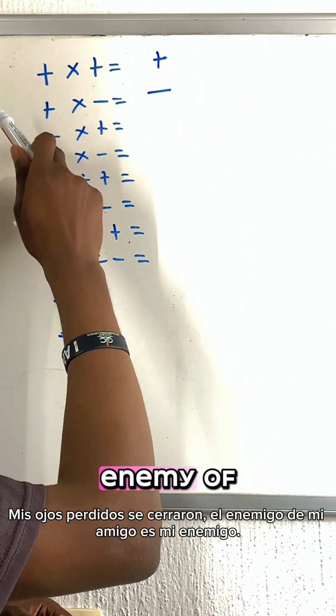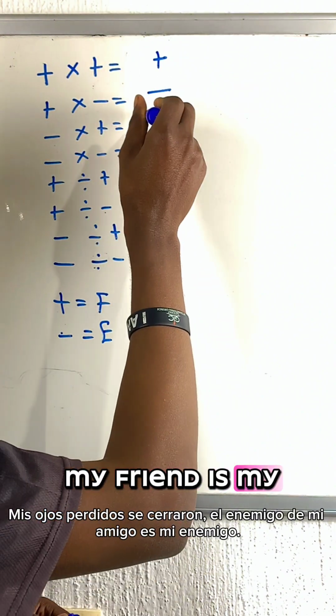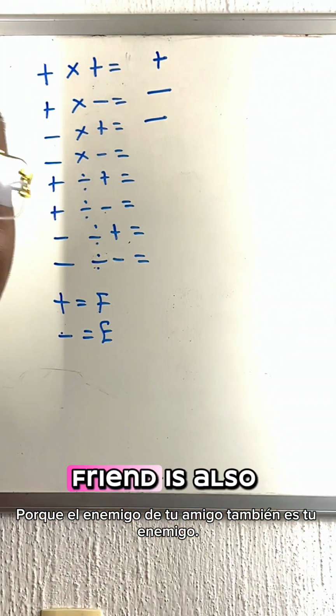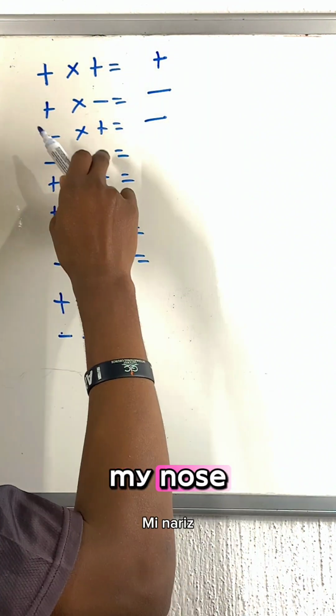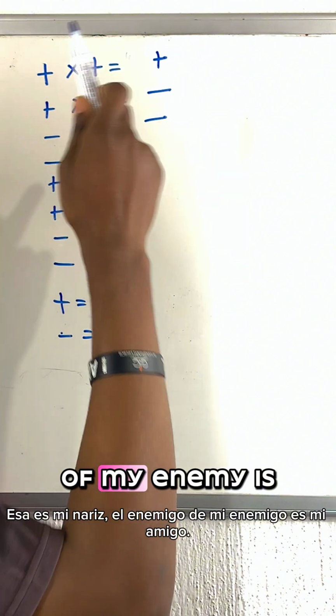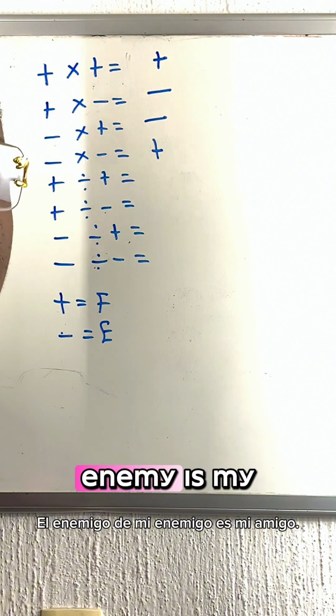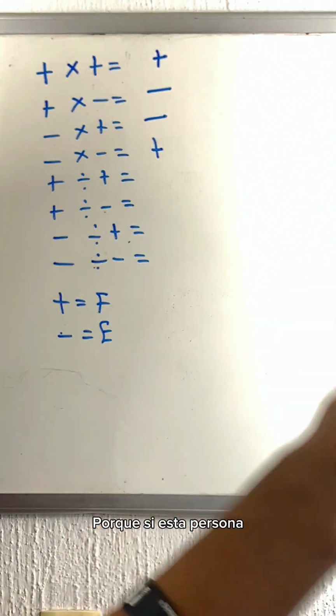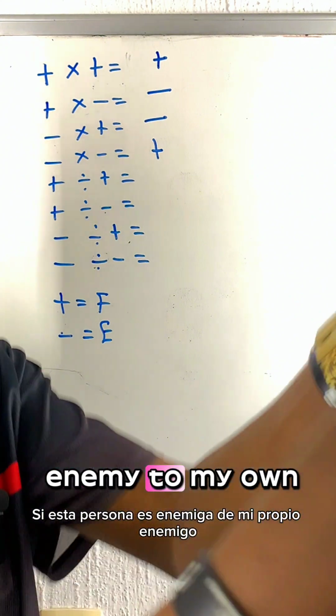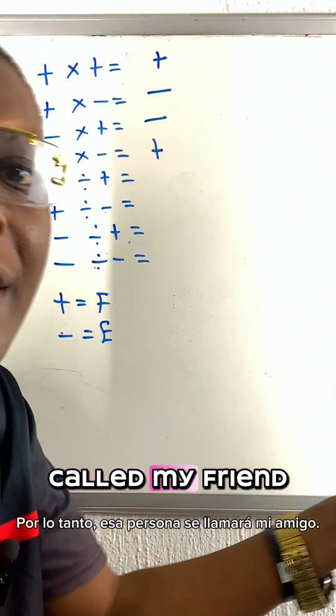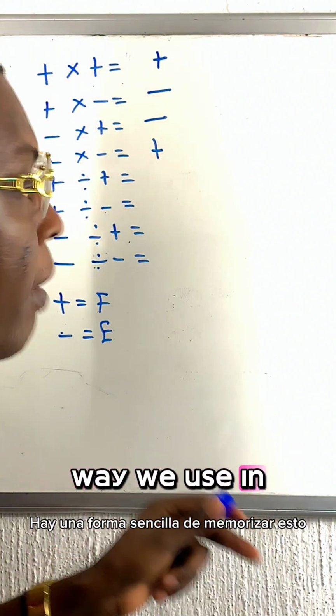Minus times plus, the enemy of my friend is my enemy, because the enemy of your friend is also your enemy. Minus times minus, the enemy of my enemy is my friend. Because if this person is the enemy to my own enemy, therefore that person will become my friend. That is a simple way we use in memorizing this.